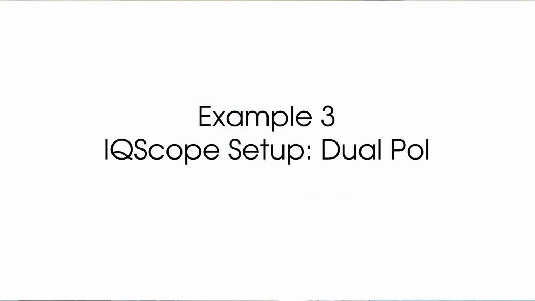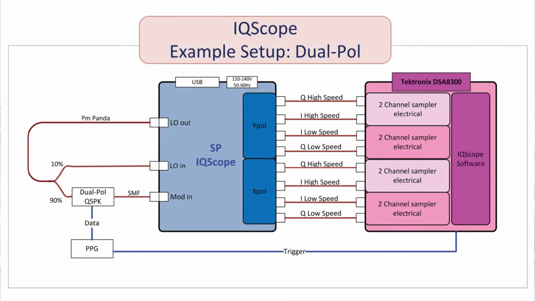Now, an alternate configuration is the dual pole setup. In the dual polarization setup, you can characterize any arbitrary state of polarization, and you can characterize, obviously, the intensity and the phase of any arbitrary optical signal.